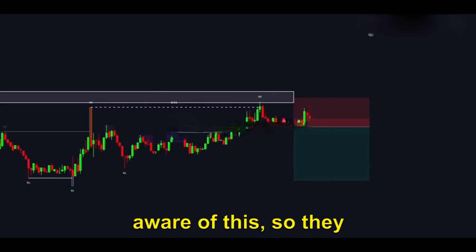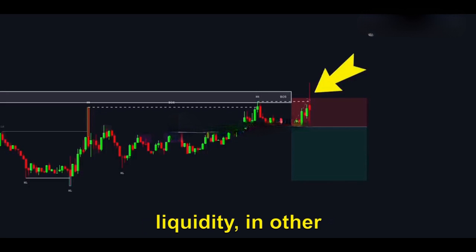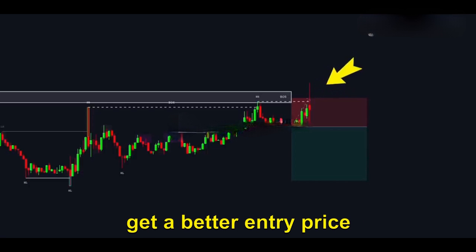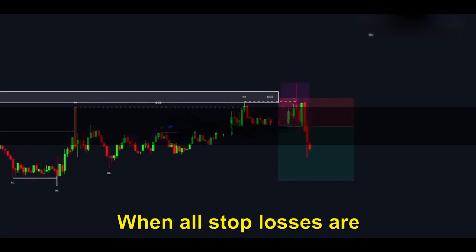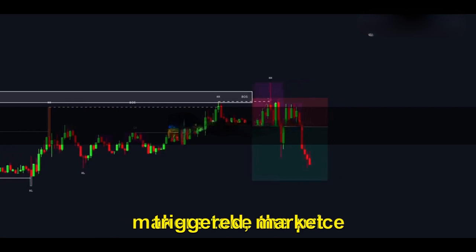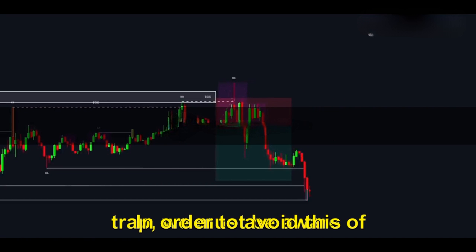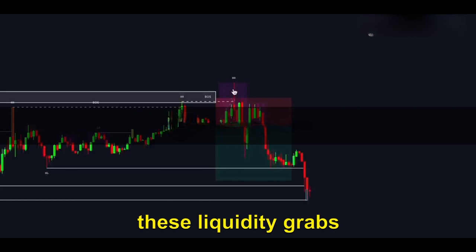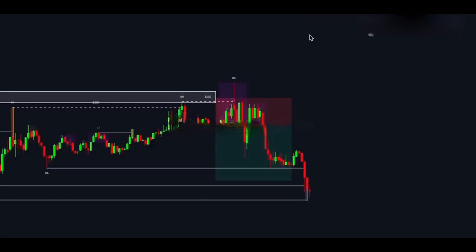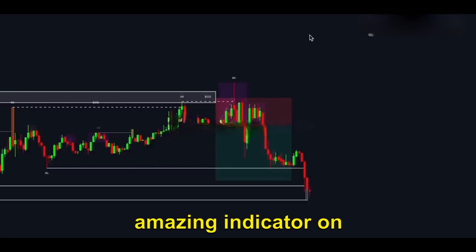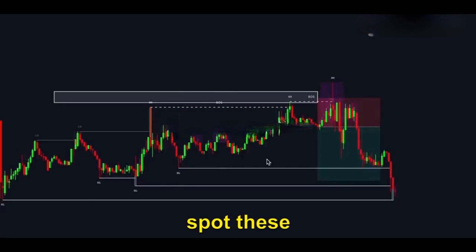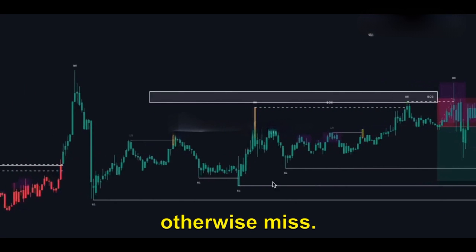Big institutions are aware of this, so they proceed to grab the liquidity, in other words, execute those buy orders with a goal to get a better entry price for their sell orders. When all stop losses are triggered, market makers take the price where it was initially supposed to go. In order to avoid this trap, we must be aware of these liquidity grabs and act on them accordingly. Therefore, we have this amazing indicator on the chart that lets us spot these manipulations we would otherwise miss.